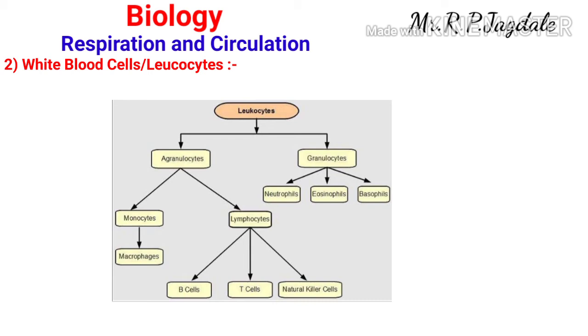You can see WBCs are divided into granulocytes and agranulocytes. Granulocytes are divided into neutrophils, basophils and eosinophils. The agranulocytes are divided into lymphocytes and monocytes. Monocytes are going to convert into macrophages, and lymphocytes are going to divide into T lymphocyte, B lymphocyte and killer T cell. This is the entire division of the WBCs.